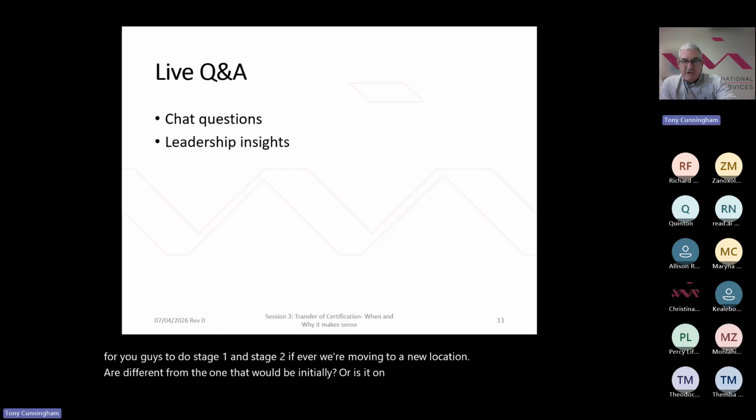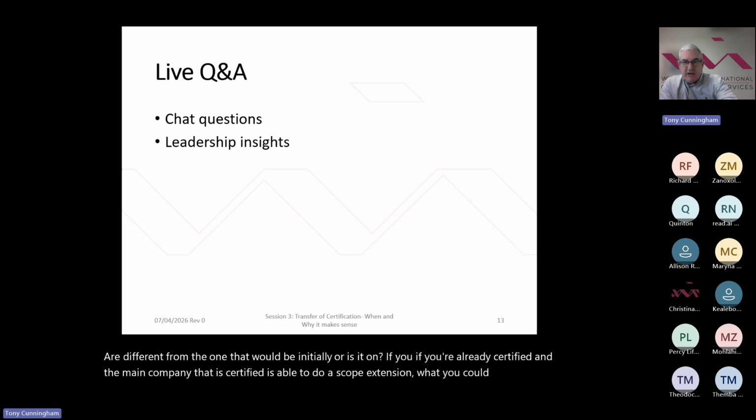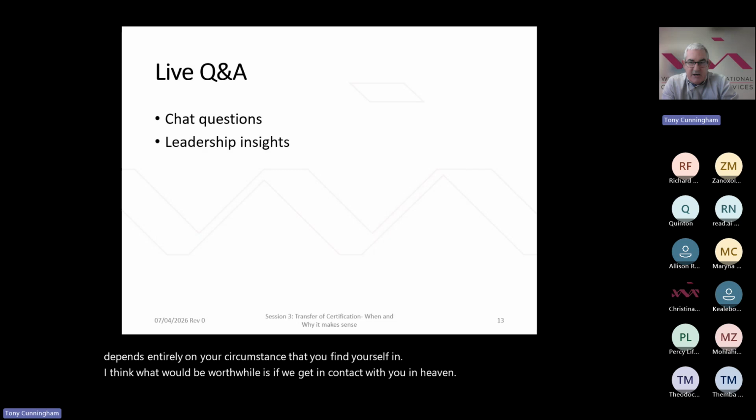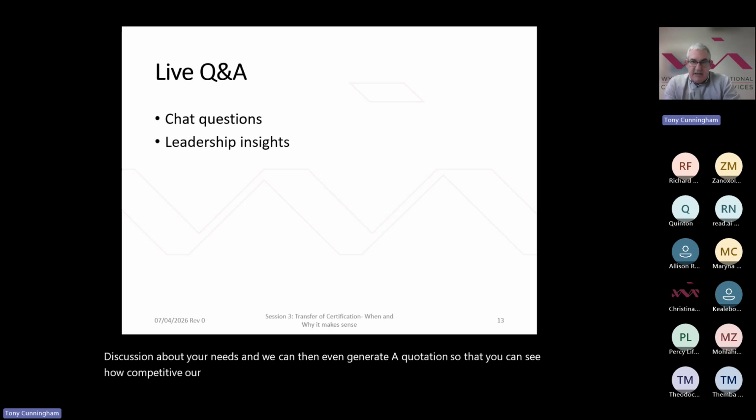If you're already certified and the main company that is certified is able to do a scope extension, what you could do is a transfer and then a scope extension without necessarily doing the stage 1 and stage 2. So it depends entirely on the circumstance that you find yourself in. I think what would be worthwhile is if we get in contact with you and have a discussion about your needs, and we can then even generate a quotation so that you can see how competitive our pricing is, and we can take things from there.